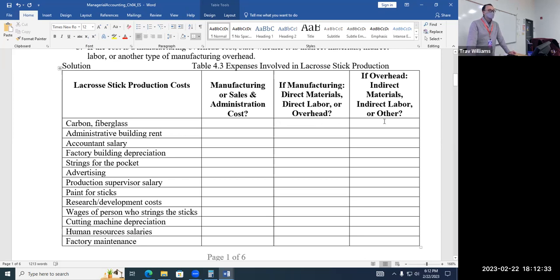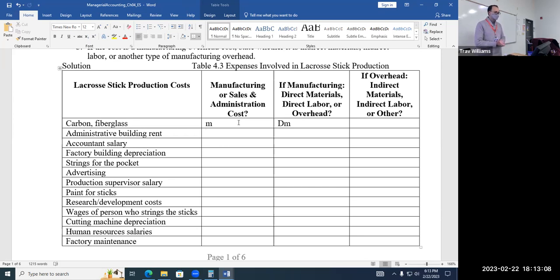And if it is overhead, then is it indirect materials, which is one type of overhead? Is it indirect labor or other? Okay, it sounds bad, it's not that bad. So carbon fiberglass, is that manufacturing related? Yes. And is it direct materials, direct labor, or overhead? Direct materials. And since it's not overhead, we just stop there.